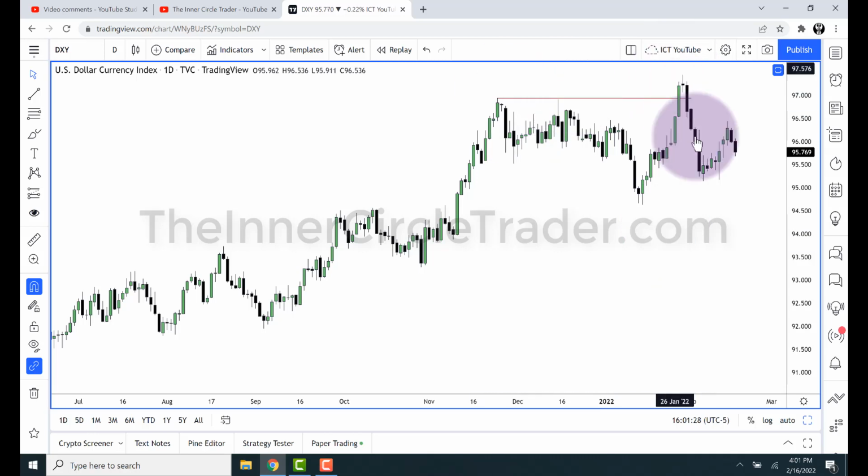Relative equal highs taken, swept. We move down right in here.